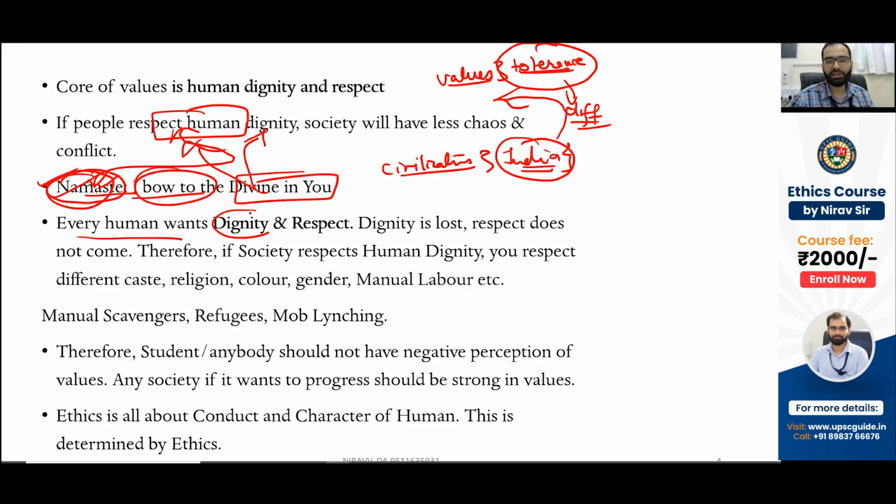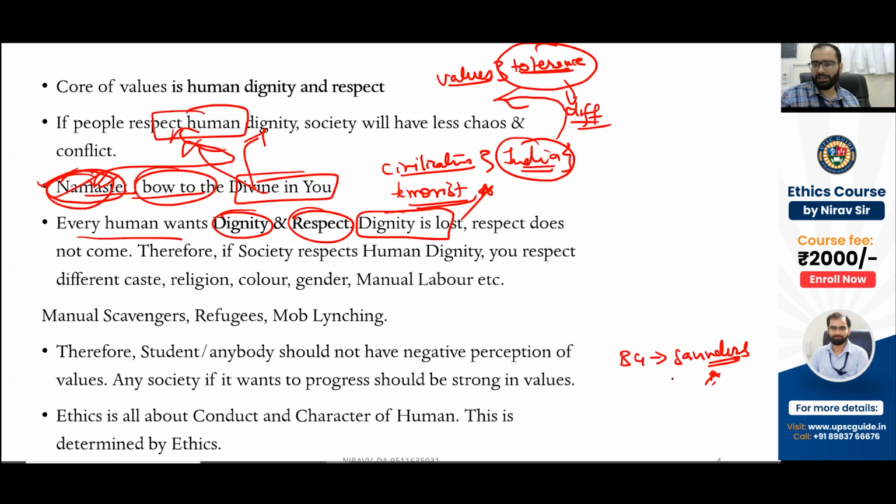Every human wants dignity, he wants respect. If the dignity is lost, look at terrorists. Why do people become terrorists? Say, for example, revolutionary terrorists. In modern India, why did Bhagat Singh kill Saunders? Why did Bhagat Singh kill Saunders?